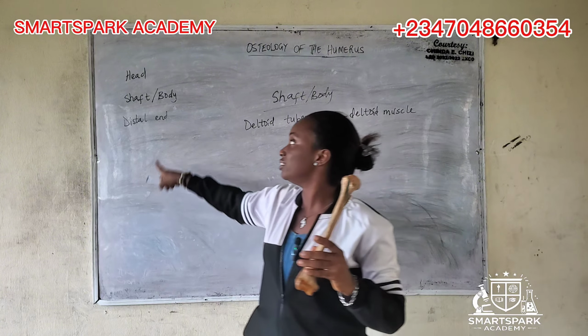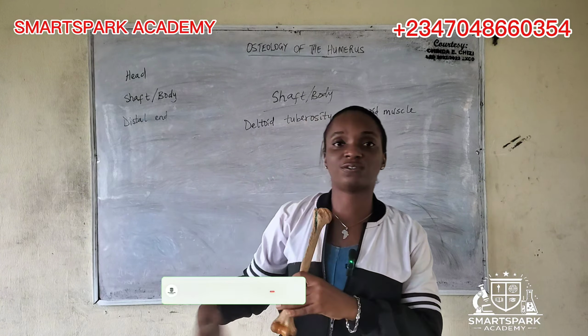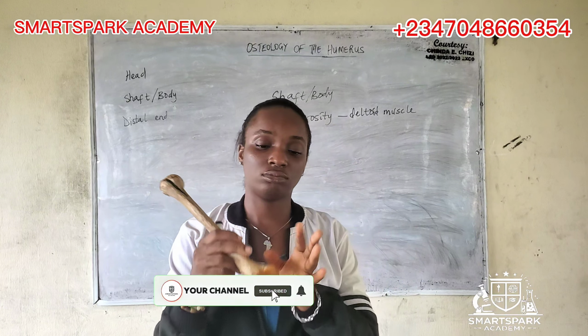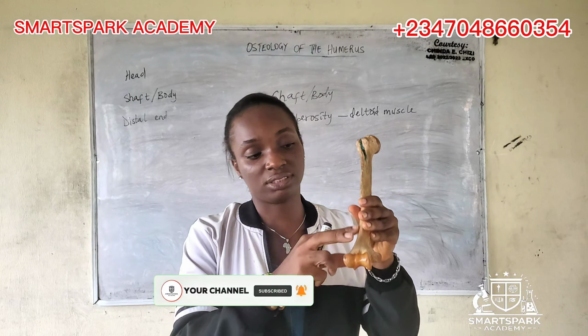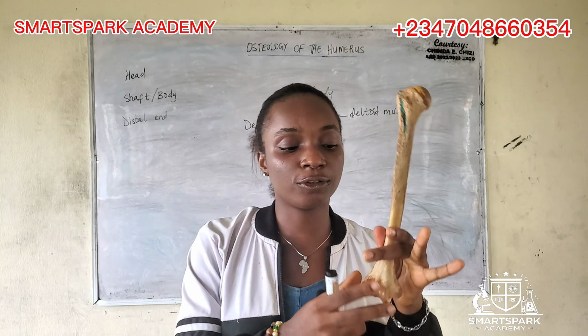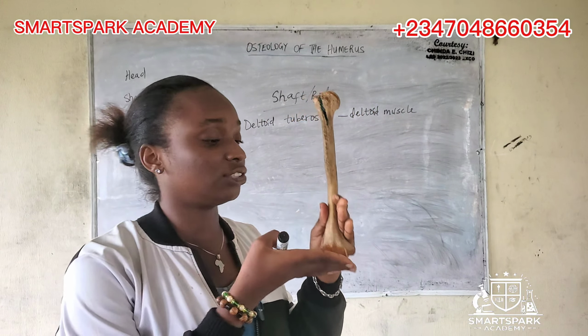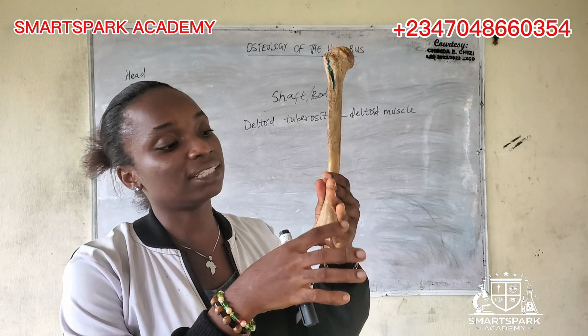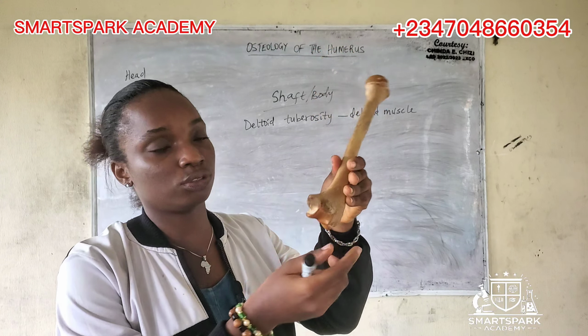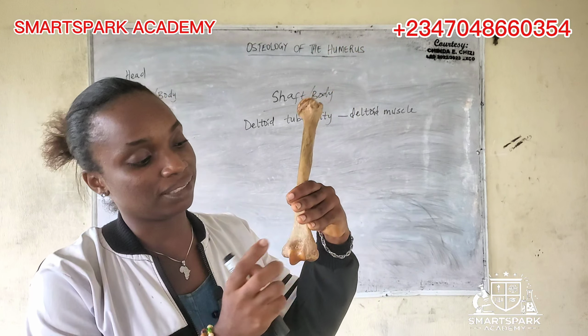And let's go to the distal end. Distal is farther away, so we are going to the down part of the humerus, distal end. It has some notable structures. We will consider it anteriorly and posteriorly. Now we'll consider the anterior, the front part. Then we'll turn to the back and look at the posterior, which is the back.